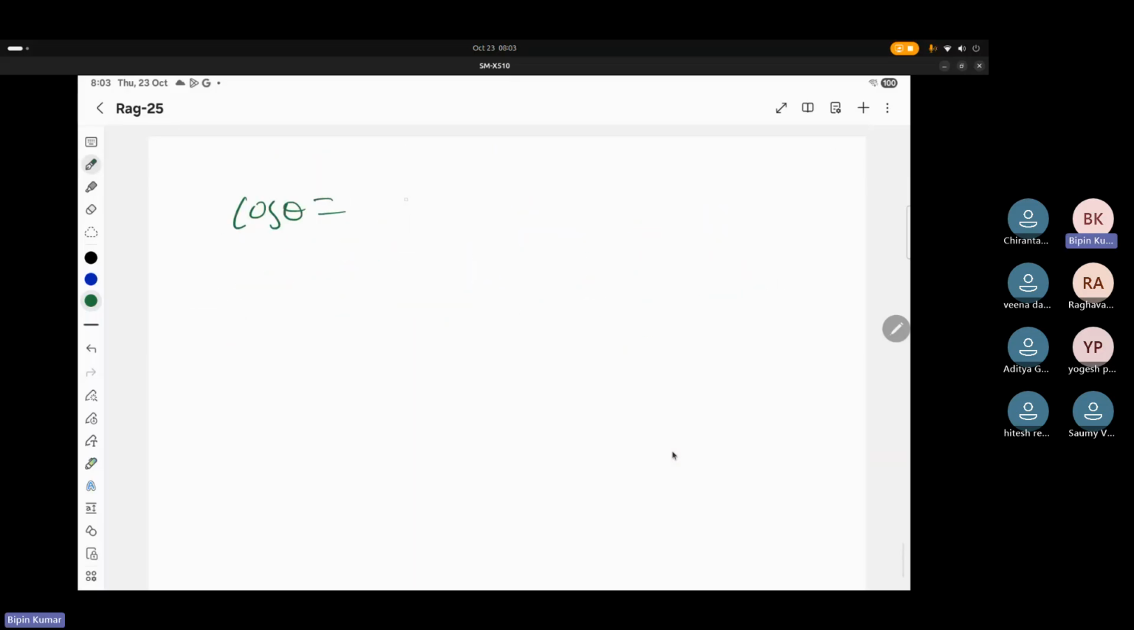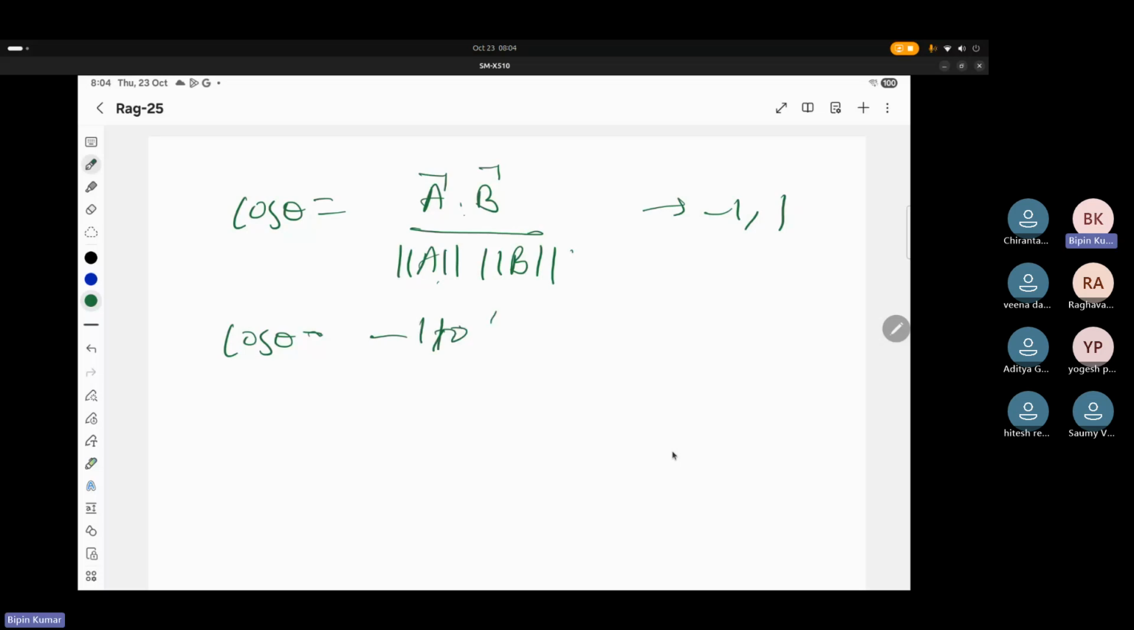So cos theta, or cosine similarity, will be the dot product divided by norm of a, norm of b. We divide the dot product of vectors a and b by norm of a, norm of b just to keep the value between -1 to 1. So for any value of a or b, the cos theta value will lie between -1 to 1.